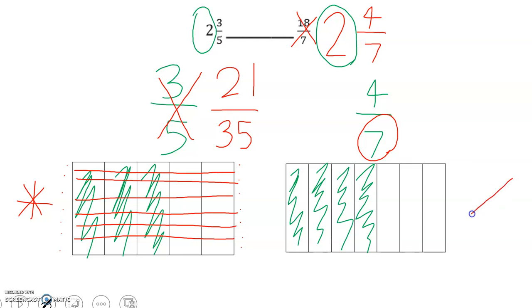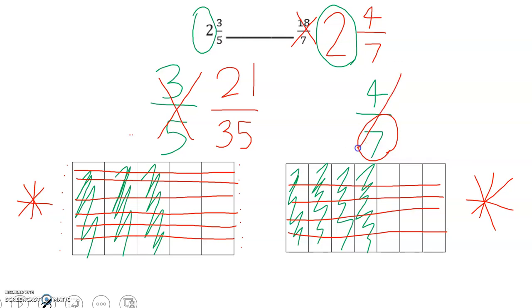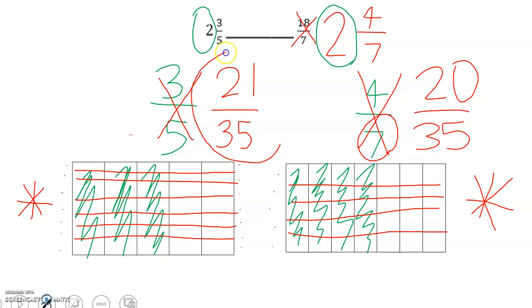Now I'll take my sevenths over here on the right and cut that into 5 rows. 1, 2, 3, 4, 5. Now I have 35ths, just like on the other side. And how many are shaded? 4, 8, 12, 16, 20. Oh my gosh. So which is bigger, 21 35ths or 20 35ths? The answer is, of course, 21 is 1 unit bigger than 20.